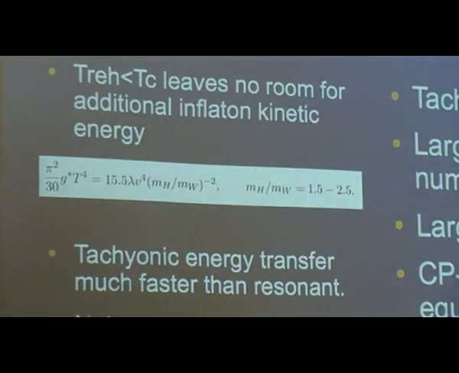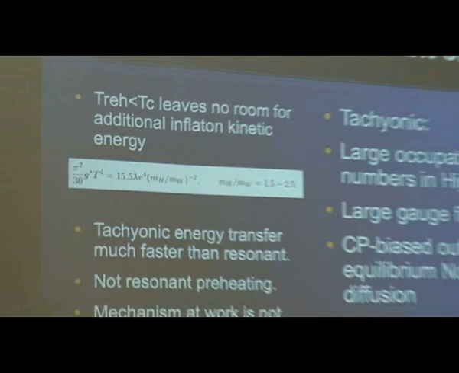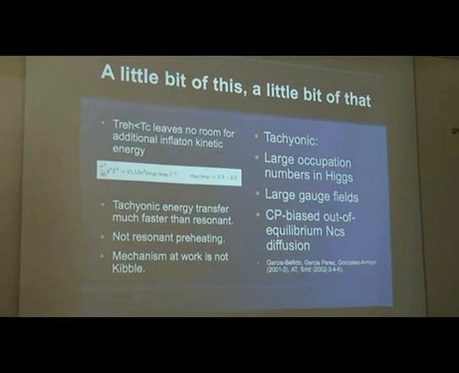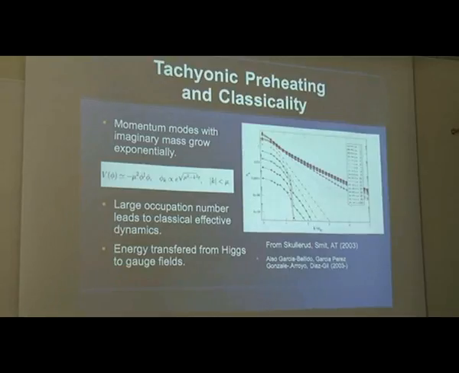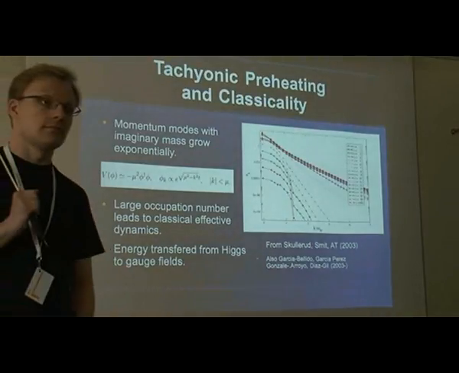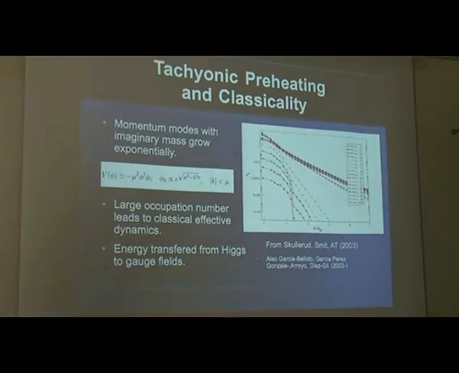And then what you discover is that tachyonic energy transfer happens during the first rolling off, whereas the resonant happens over several oscillations. And so the energy transfer is faster. So there's no time for having lots of resonant preheating. So it's not resonant, it's tachyonic. The mechanism turns out not to be Kibble. So everybody was right, which is always a good resolution. So the point is, during this fast roll-off is when you produce this large occupation number of Higgses? Yeah. Okay. Yes. So this is what comes here.